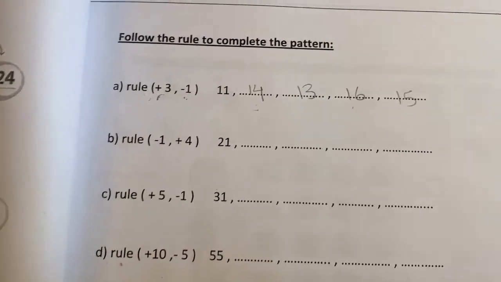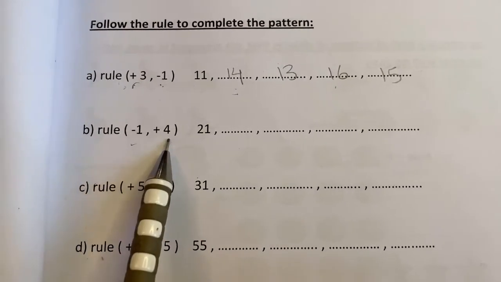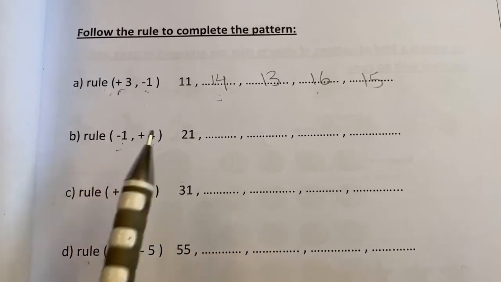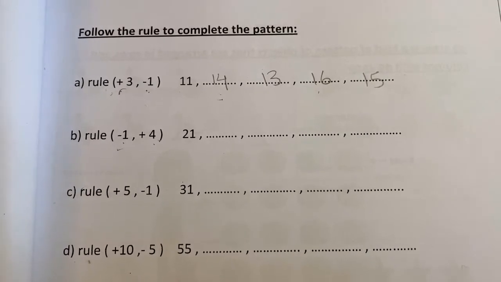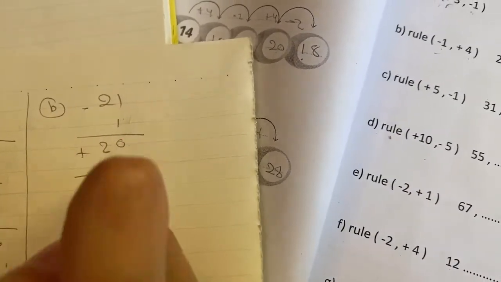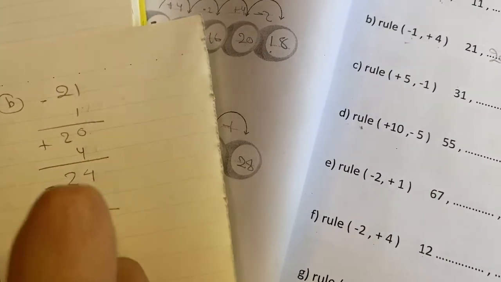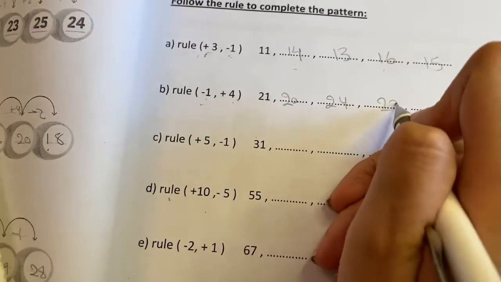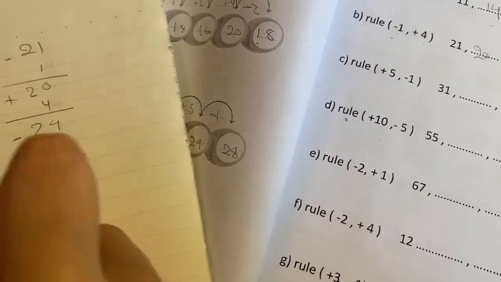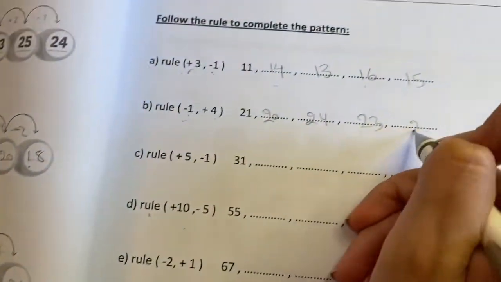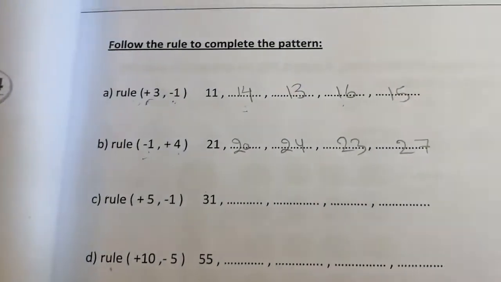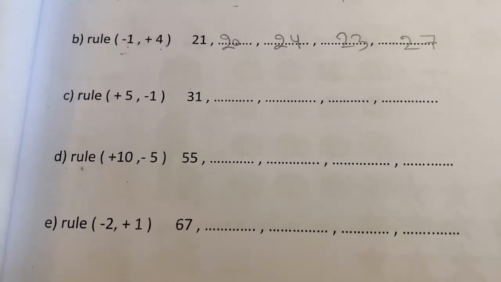Okay, the second one. The rule is minus 1 plus 4. So we're going to make minus 1 and then we will add 4. Okay, here 21 minus 1, 1 minus 1, 0, and 2 equals 20. Plus 4, 20 plus 4, 0 plus 4, 4, and 2 equals 24. Minus 1, 4 minus 1, 3, and 2, 23. 23 plus 4, 4 plus 3, 7, and 2, 27.